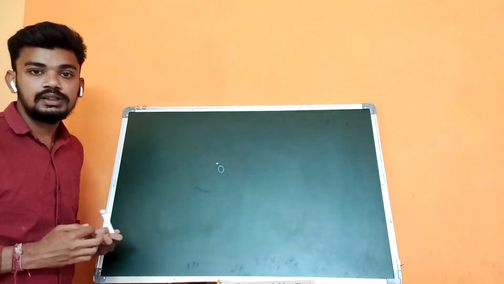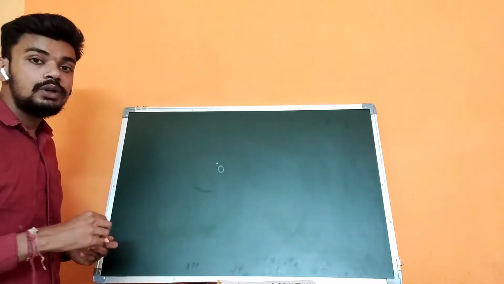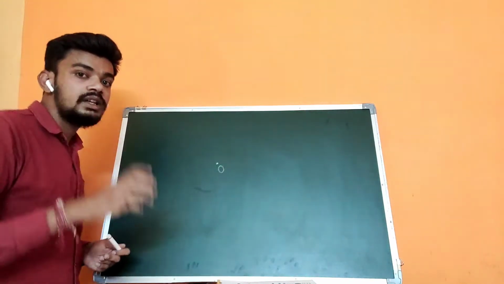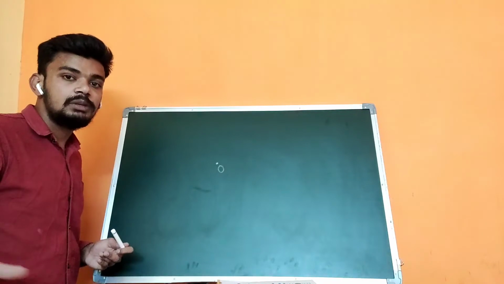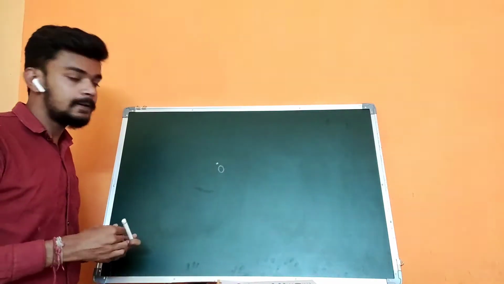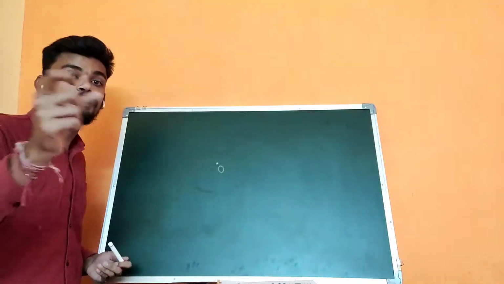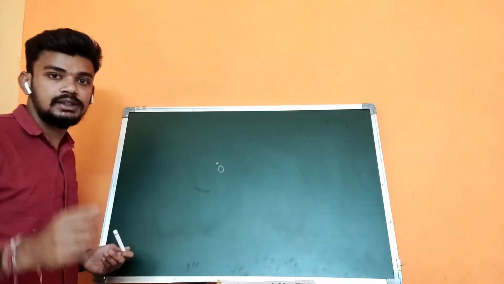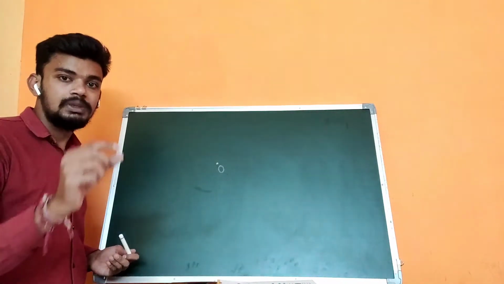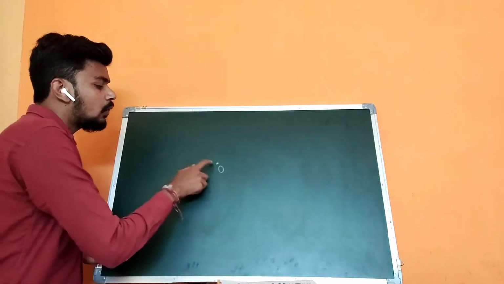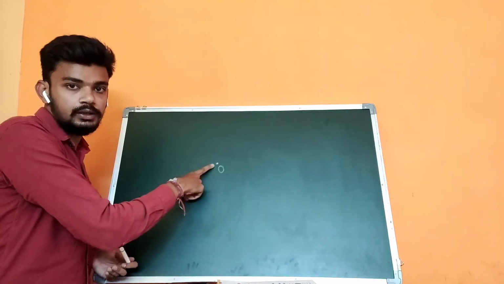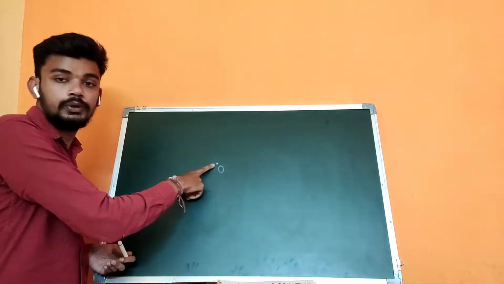So say for example you take that. Okay, now what you have to do, you have the measurement 5 centimeter on the compass, right? So what you have to do, you have to put the pointer of the compass, the needle point of the compass, on this O point. Where? On this O point.